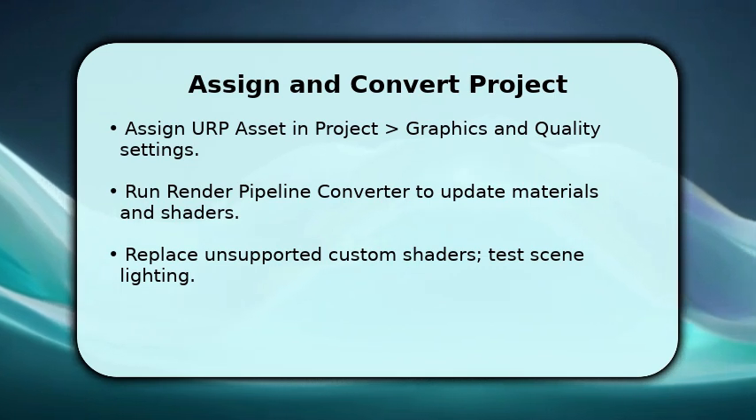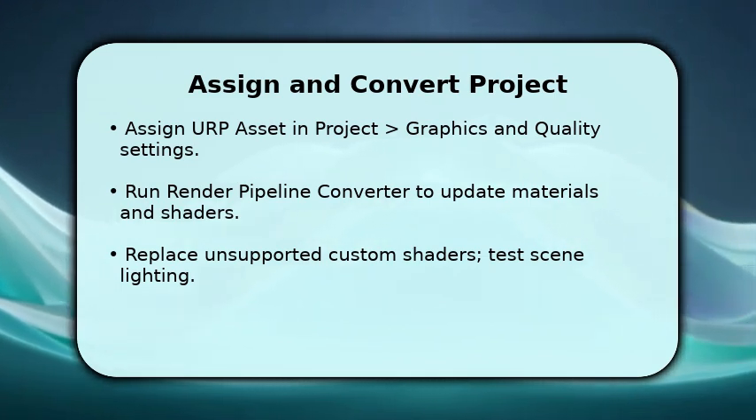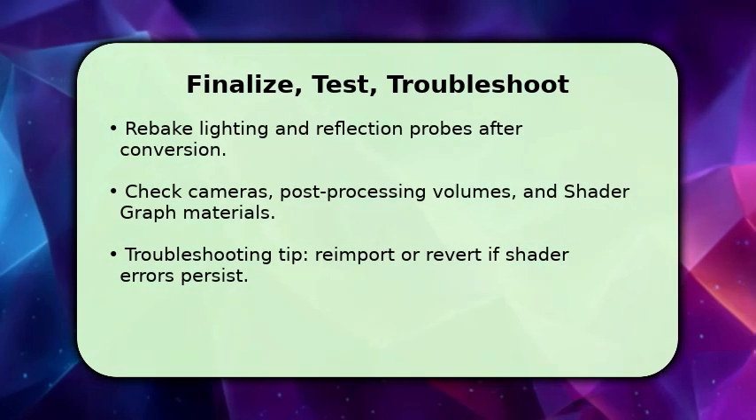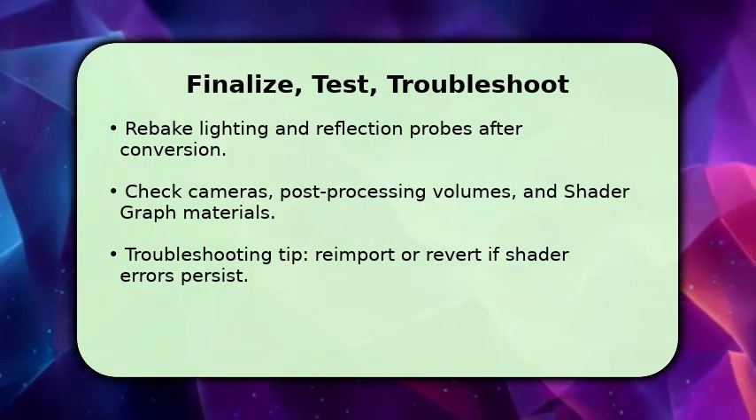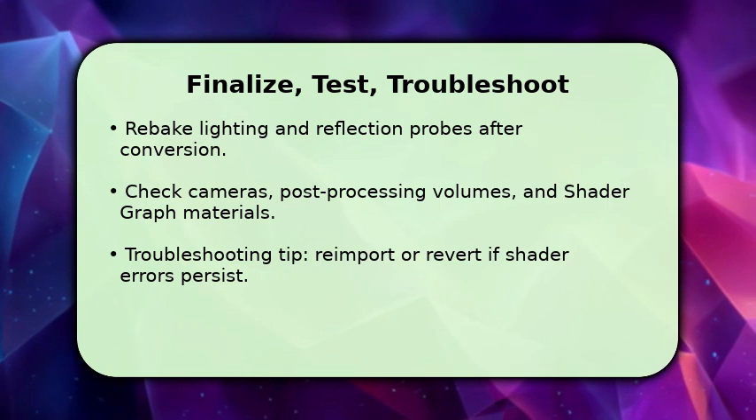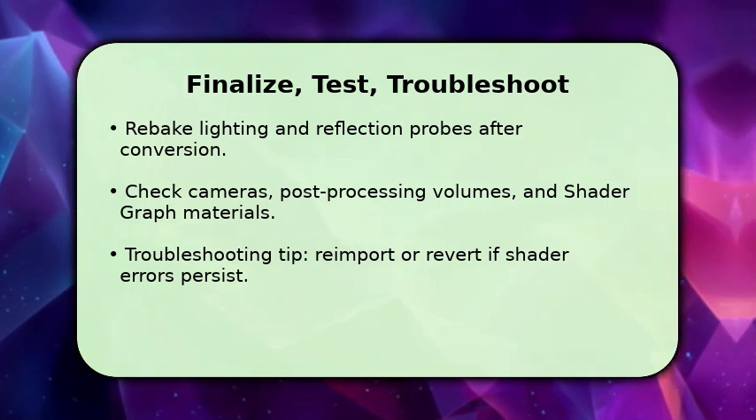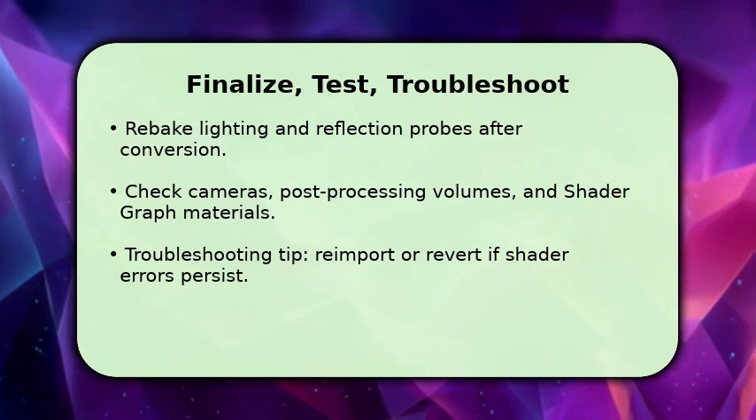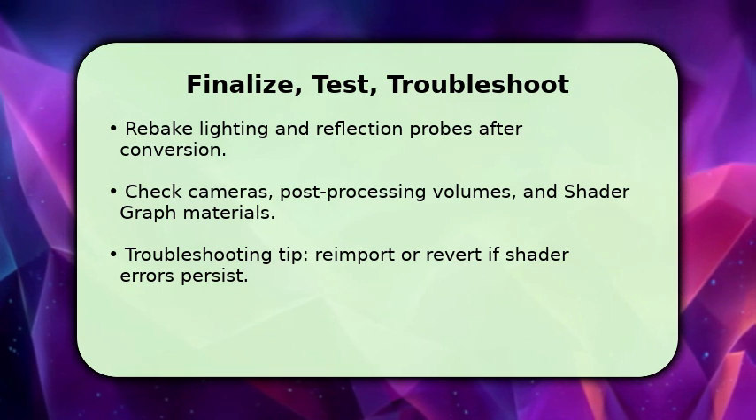Now finalize by opening representative scenes and baking lighting so global illumination matches URP's lights. Verify cameras, volumes, and any shader graph materials. Adjust URP lighting intensity and shadow settings to match previous visuals. Test builds on target platforms and profile performance. URP can change draw calls and batching.